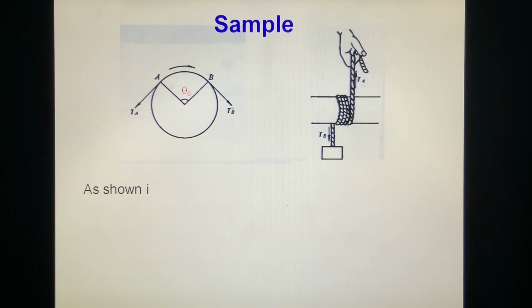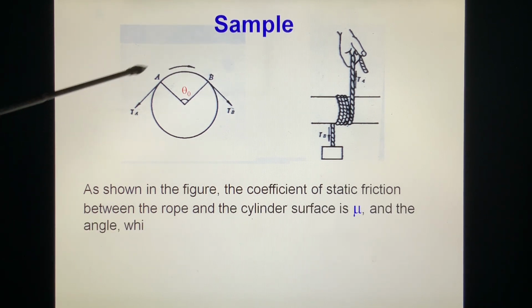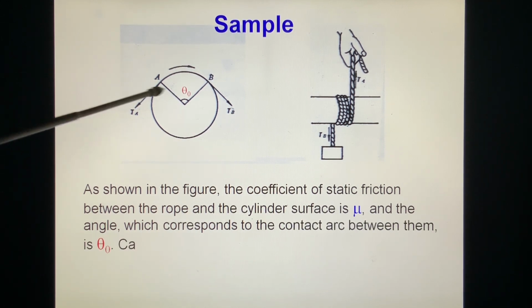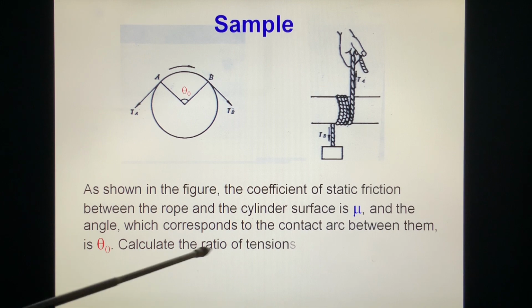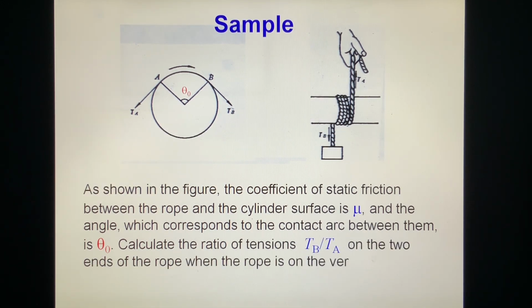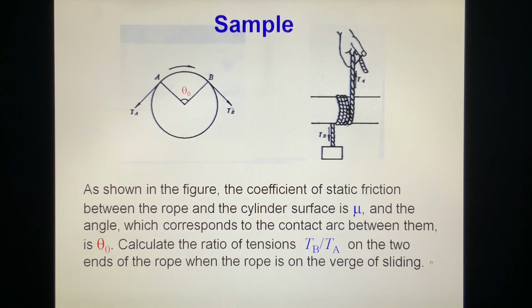Sample. As shown in the figure, the coefficient of static friction between the rope and the cylinder surface is mu. And the angle which corresponds to the contact arc between them is θ0. Calculate the ratio of tensions TB over TA on the two ends of the rope when the rope is on the verge of sliding.